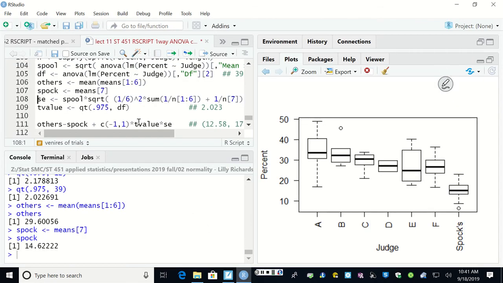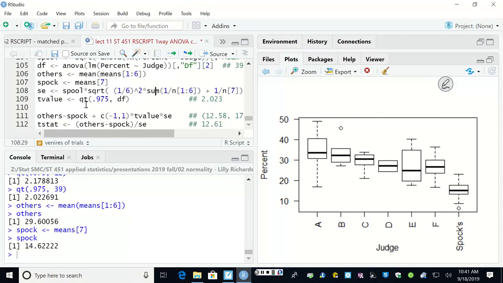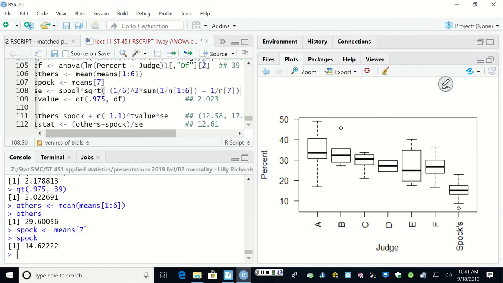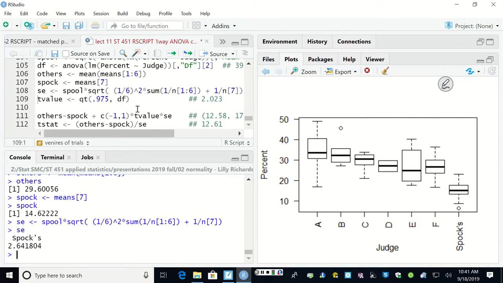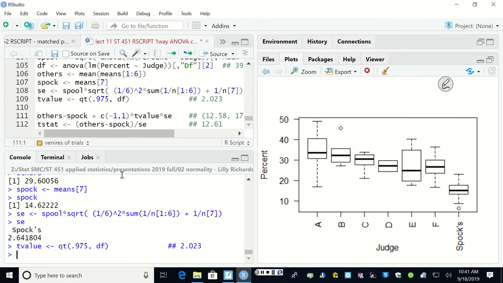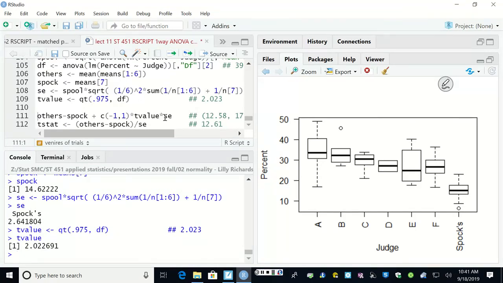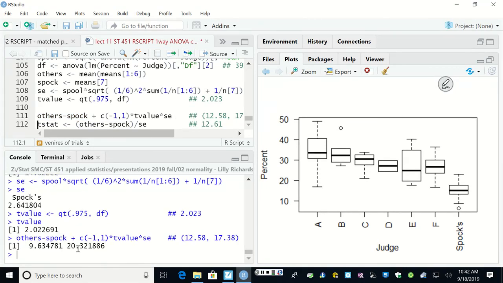So I've got the others average of 29 and Spock's average of 14. This is the standard error formula. The standard error ends up being 2.64. And the t-value we get to use for confidence intervals and testing is 2.02. And so if we do others minus Spock plus or minus a margin of error, we get an interval that's 9.6 up to 20.9.